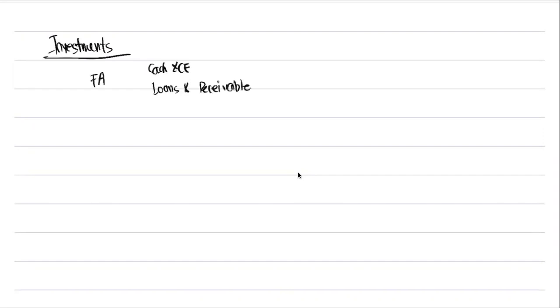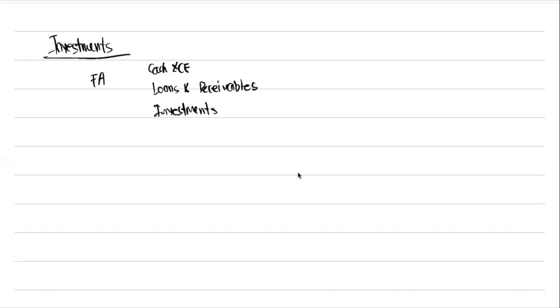So our topic for this session is your investments. Investment is an item of your financial asset, together with your cash and cash equivalents and your loans and receivables, and the last item for your financial asset that we will discuss is your investments.